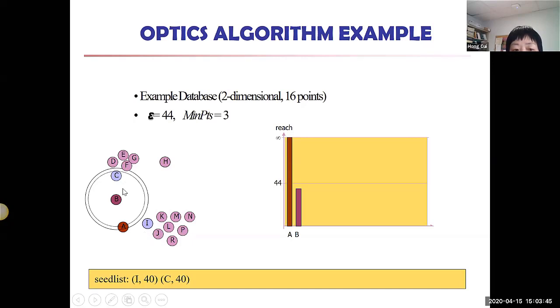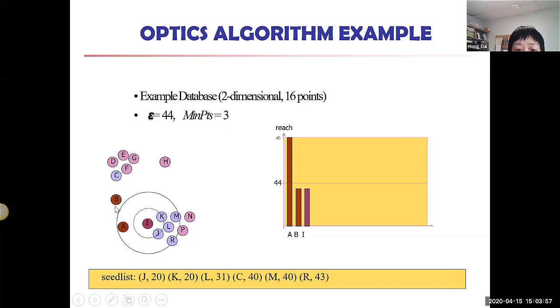So we have I and C here, and next we're going to process I. We put I here and then draw a circle around I. When we draw a circle around I, we can see its core distance is much reduced. K, L, J is within the core distance, so we use its core distance 20 here. Oh, L is not actually. L is further away, so we use its real distance. And again, we sort this reachability distance according to the current core I.